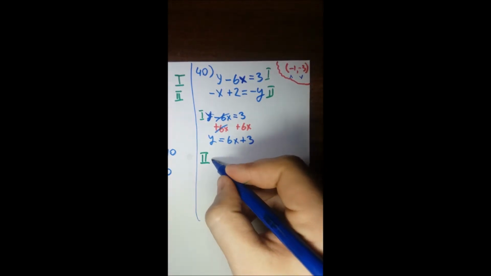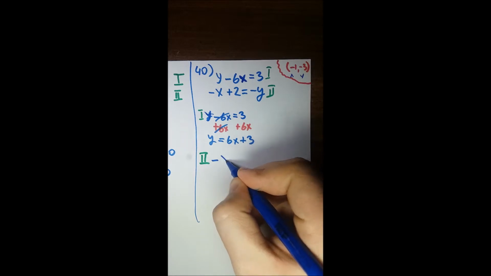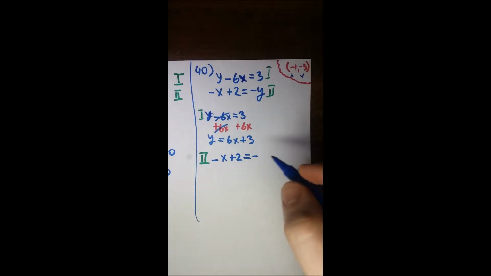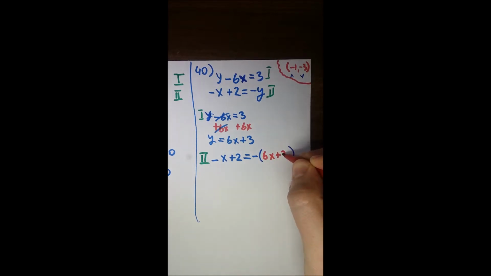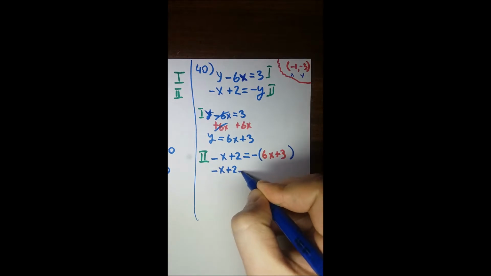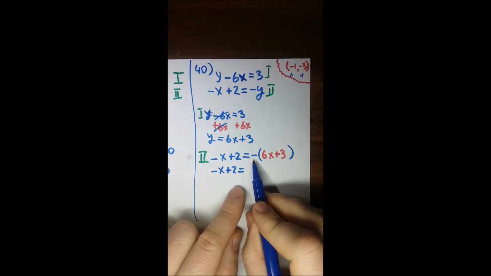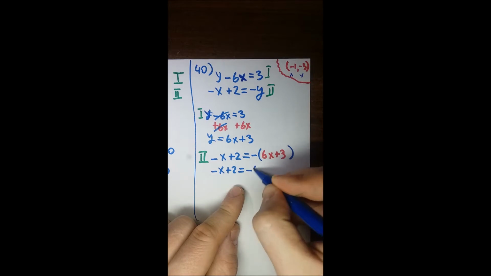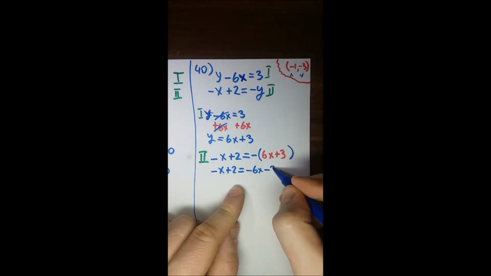Now, option 2, equation 2: negative x plus 2 equals negative y. And my y was, I'm going to put the entire parenthesis here, negative (6x plus 3). Okay, almost done. Now we need to open parentheses. It's negative x plus 2 equals. If there's a negative in front of a parenthesis just by itself, then every single sign inside the parenthesis needs to change. Positive 6x turns into negative 6x. Positive 3 turns into negative 3.